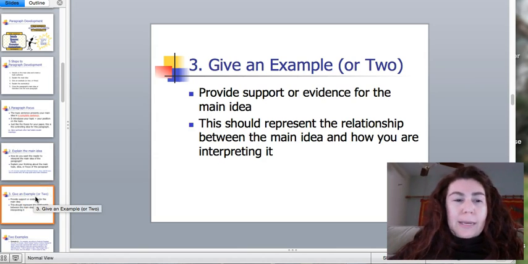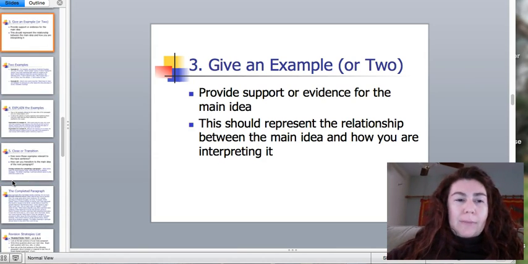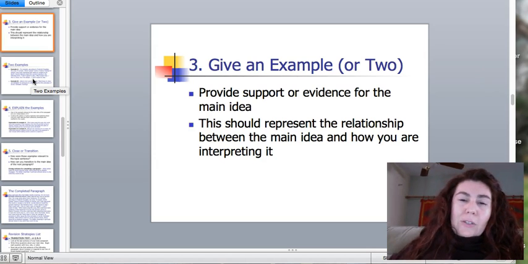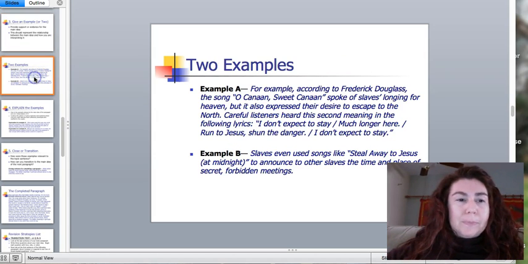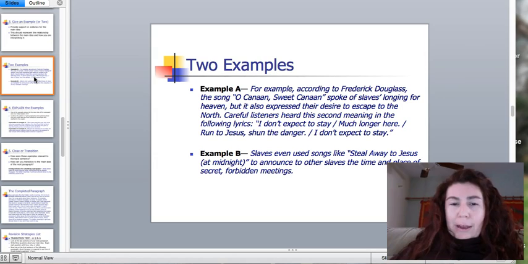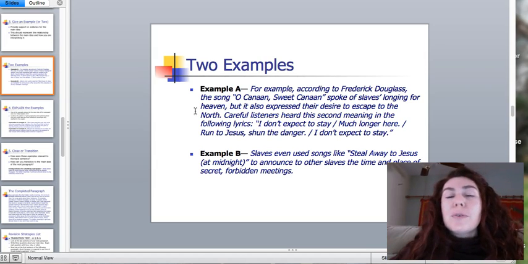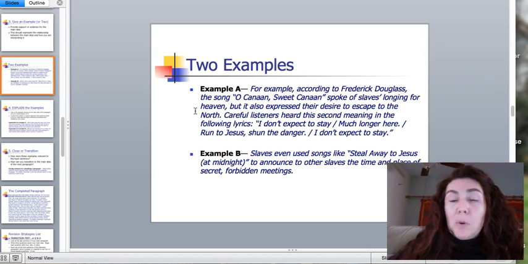Okay, so step 3. Give me an example of what you're talking about. You're going to be giving me some support or evidence of the main idea, and it should be a very good example that really represents what you're trying to say. So in my paragraph, I have one example of the song O Canaan, Sweet Canaan, which talked about heaven, but it could also be considered as expressing a desire to escape to the north, where the north could be considered heaven.